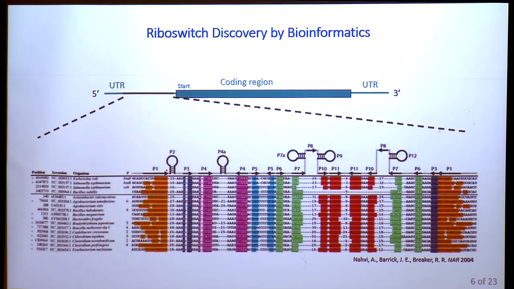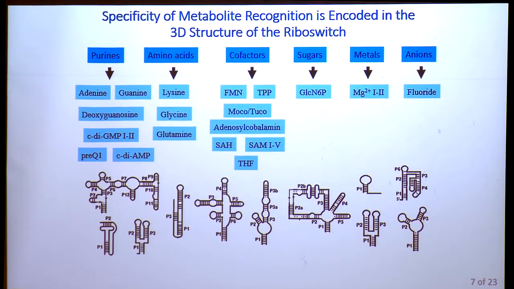However, we do know some of them. And riboswitches are very diverse. They can bind purines, amino acids, metals, and ions. And each riboswitch that binds to the ligand has a unique three-dimensional structure. And what our interest is, is to understand how the structure of each riboswitch allows it to bind to each of these different ligands.